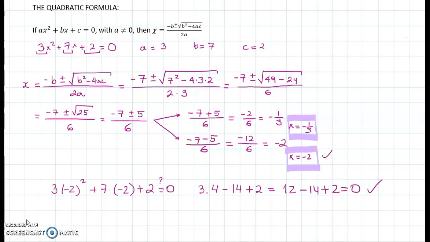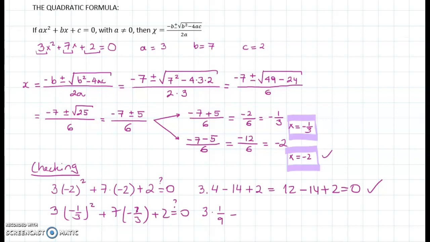We already checked that one. Now we have to repeat the same with negative a third. Let's see if this is true. We are here checking if the solutions we found are actually correct. So we have 3 multiplying negative a third squared, so that's 1 over 9. Minus, we have 7 multiplying negative 1/3, so that's minus 7 over 3, plus 2.